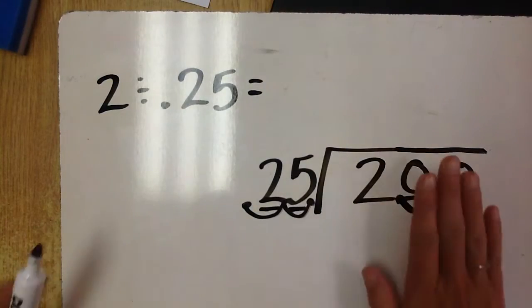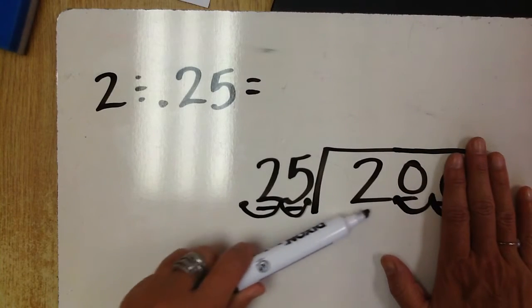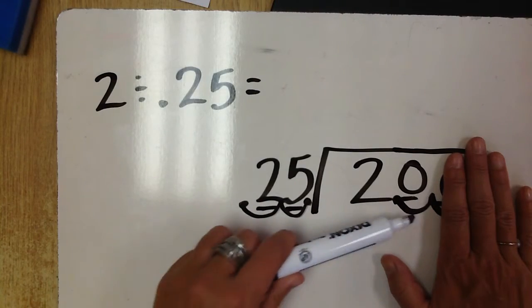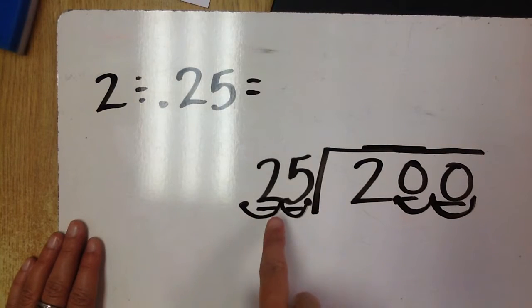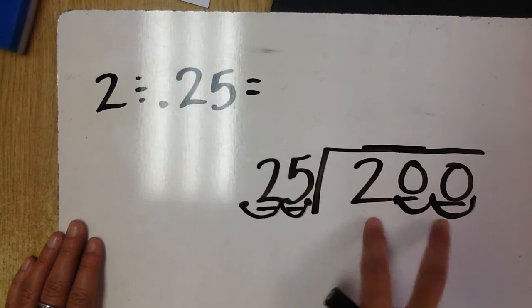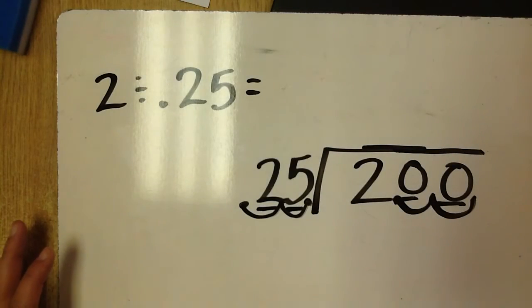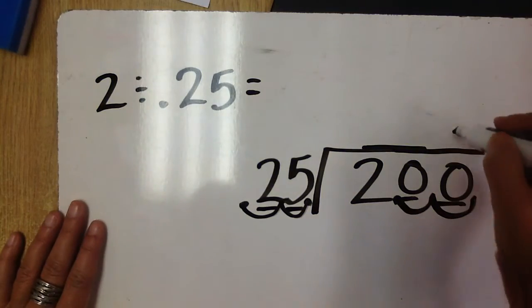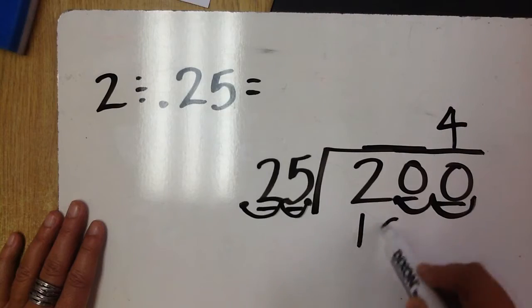So here I have 2 hundreds. I can't get any groups of 25 out of just 2 hundreds. Here I move over and I have 20 tens. Again, I can't get any groups of 25 out of 20 tens. So I don't have anything there. So here I can do 200 divided by 25. I want to use a number that I know is easy to multiply 25 by. So for me that is 4. And I know 4 times 25 is 100.